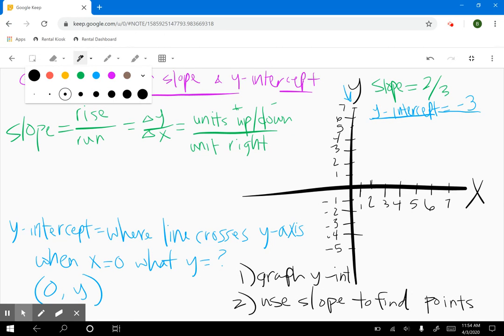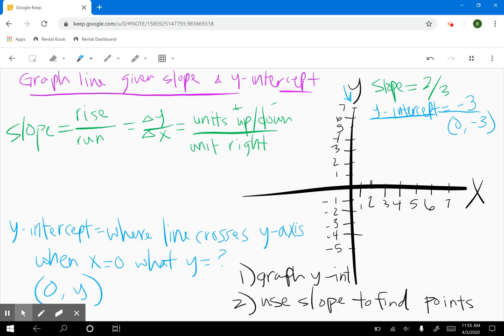We're going to start with the y-intercept. So we know the y-intercept is -3. So we're going to have the point, I'm just going to write this down. We're going to have the point (0, -3), because x is 0 if it's on the y-axis. So I'm going to plot that point again. X is 0, so we're going to be on that y-axis, and then we're going to drop down 3. So there's our y-intercept right there. And now we're going to use the slope to find other points.